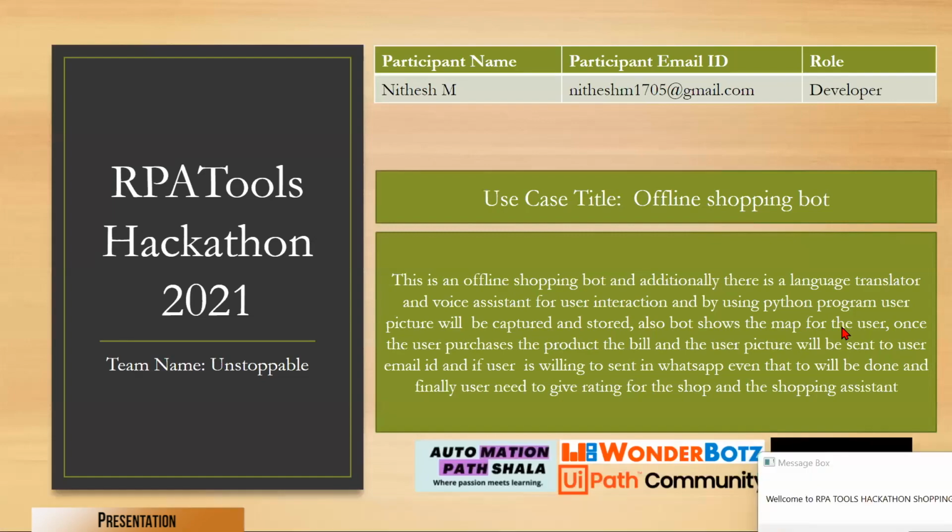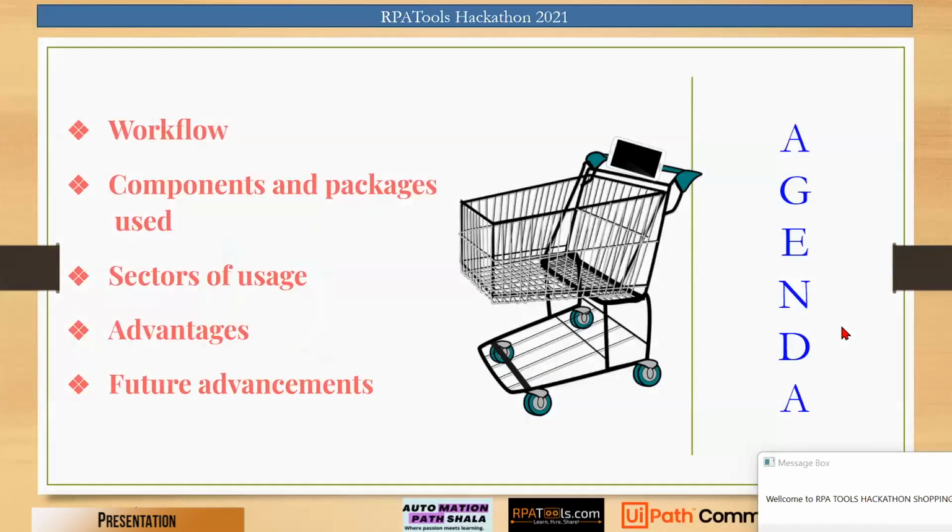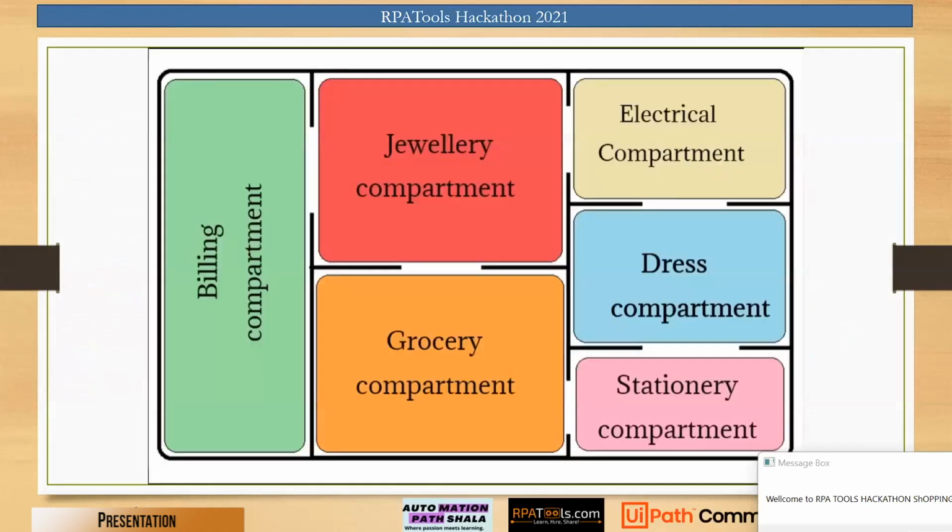My agenda is explaining the workflow with the bot, then components and packages, sectors and advantages, and future advancement. This is my sample shop which I've created, which contains 6 compartments. If this is the present compartment, I'm going to the dress compartment. The path will be selected by reinforcement learning using the agent, and the environment I have given as a matrix. The shortest path will be identified by the agent, and it will be shown to the user to move from this compartment to this compartment by the shortest path.